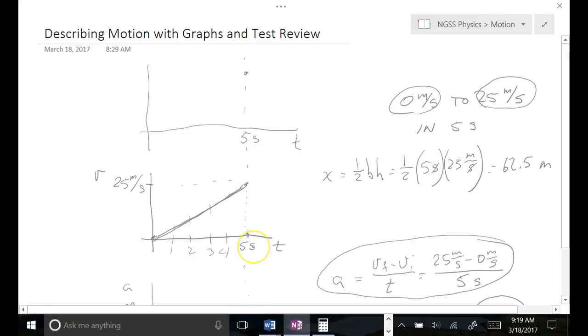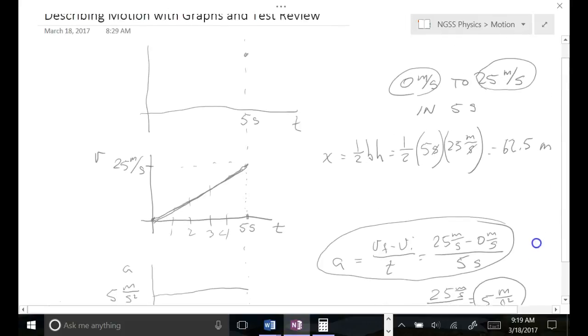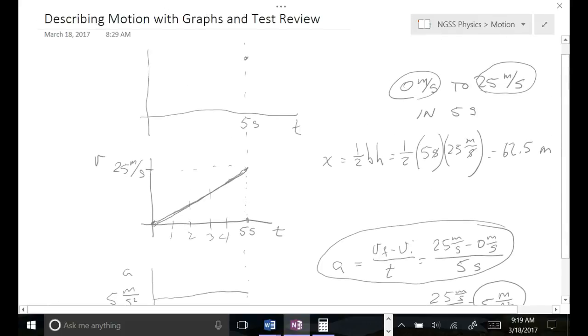So out here at the 5-second mark, notice all the time axes line up as we're doing this, right? At the 5-second mark, I'm at 62.5 meters. Okay, good. But maybe I'd also like to know the shape of this. Well, at time 0, I'm at the origin. Maybe I would like to know at the halfway point. So let's see. At the halfway point, it's exactly 2.5 seconds.